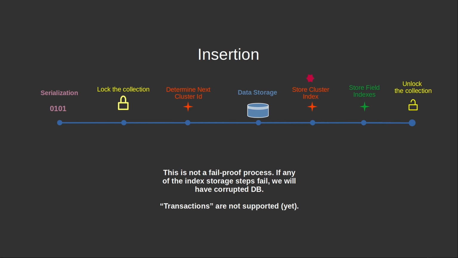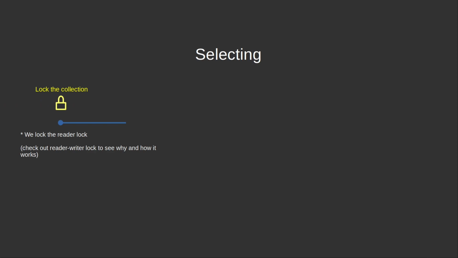Now let's see how selecting the data from the database works. Like before, our first step is to lock the collection that we want to select from. And this time we lock the reader lock of the reader/writer lock. You can look up the concept of reader-writer locks to see why and how it works.